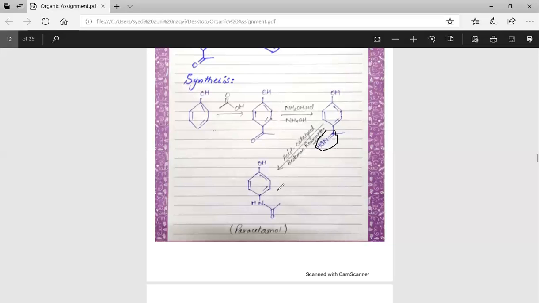So we will have our product paracetamol. The Beckmann's rearrangement is the reaction in which the oxime rearranges to amides in the presence of protic or Lewis acid. The rearrangement of the oxime group to the amides is called the Beckmann's rearrangement process.